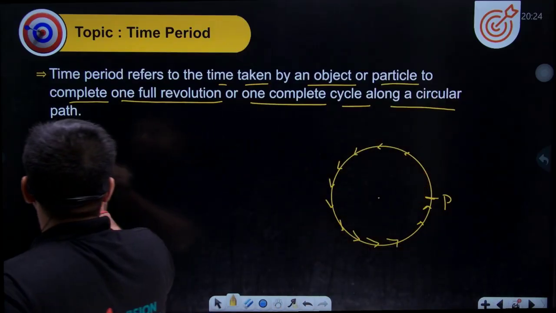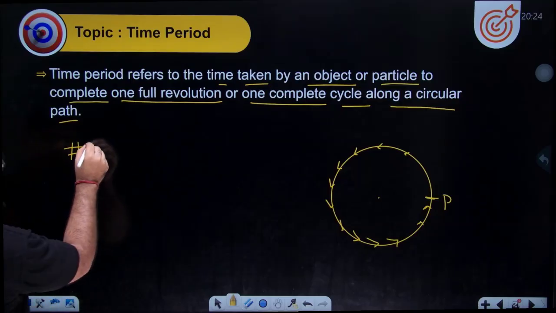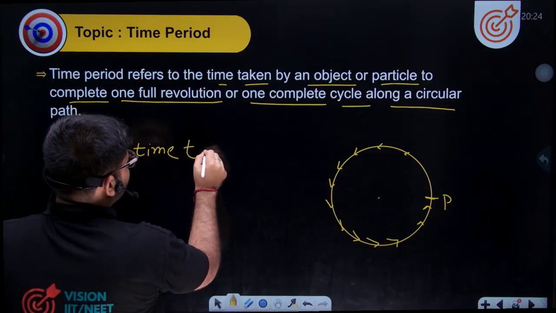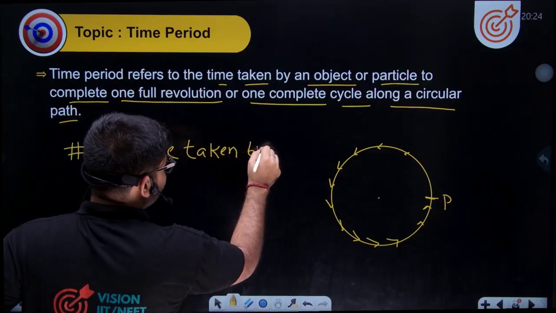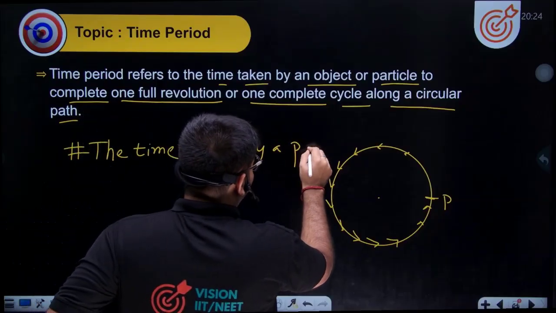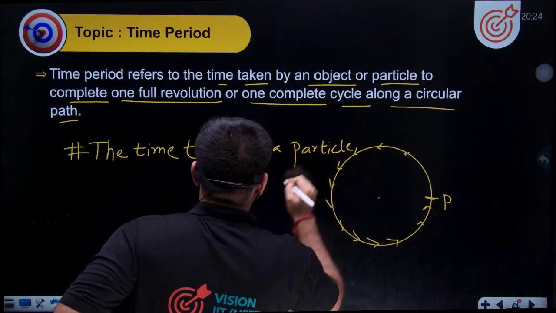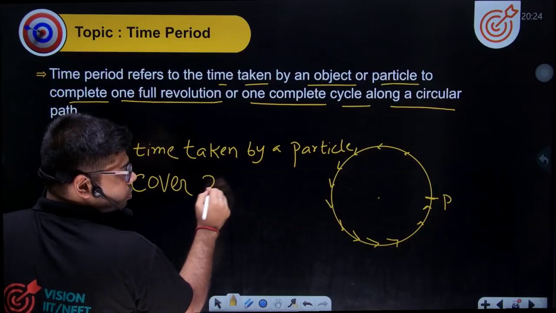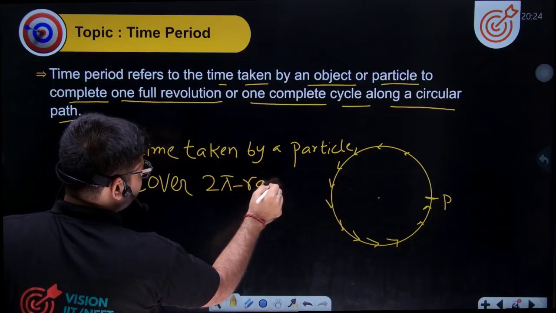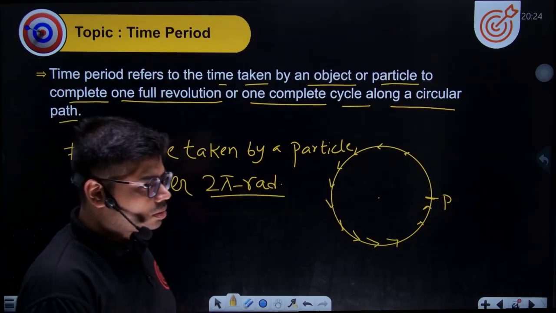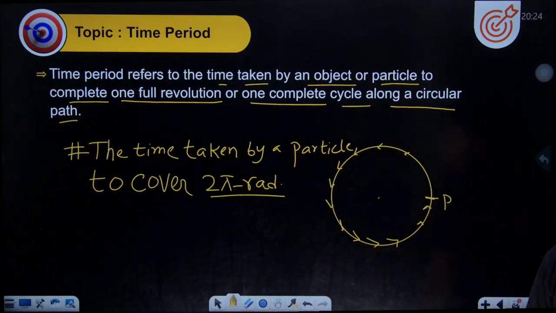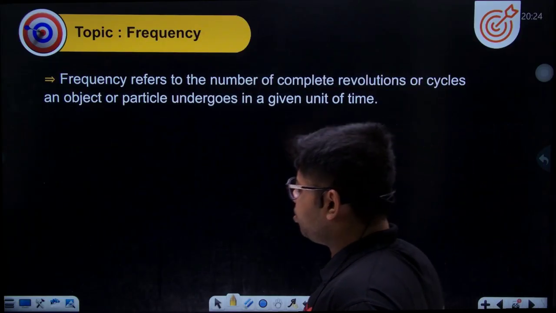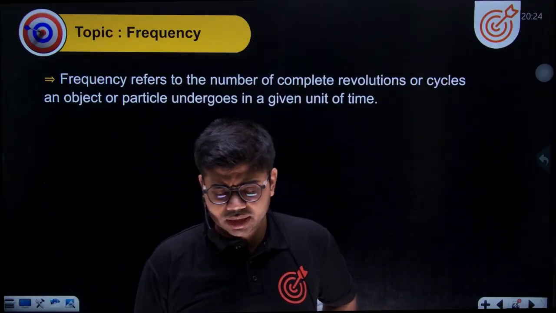So you can write another definition for the time period: the time taken by a particle to cover 2 pi radian. This is called the time period, okay? Now after the time period, okay, this much we know.